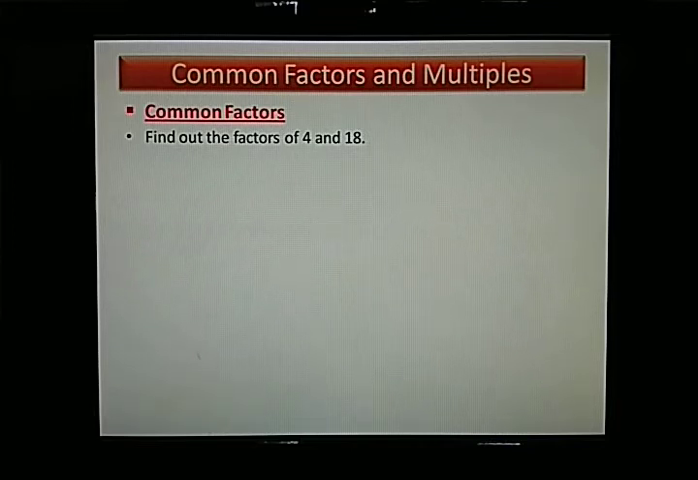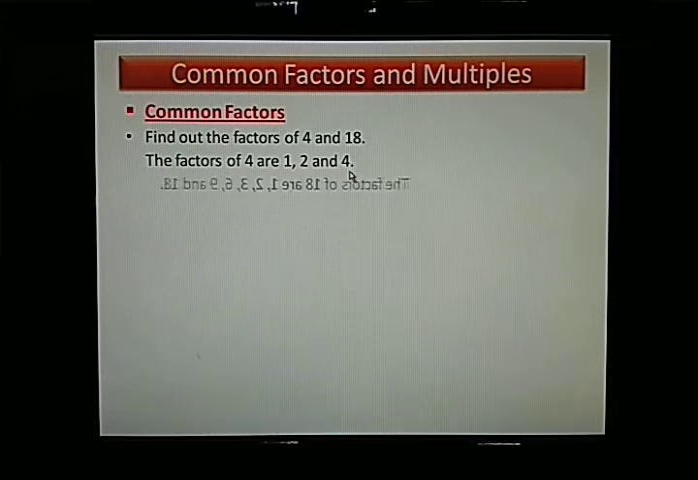Now say we are given a question: find out the factors of 4 and 18. We all know how to find out the factors. So the factors of 4 are 1, 2 and 4. And the factors of 18 are 1, 2, 3, 6, 9 and 18. So these are the factors of the numbers 4 and 18. So what is this term called?